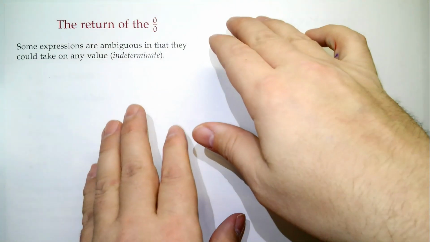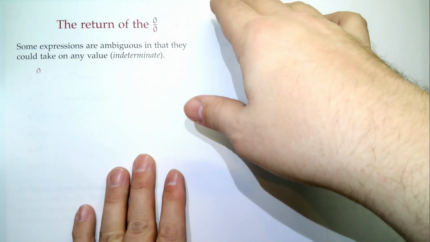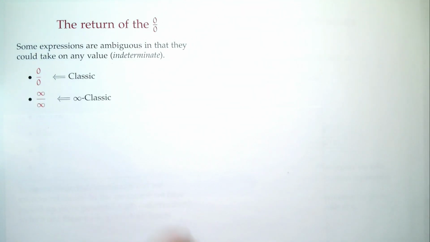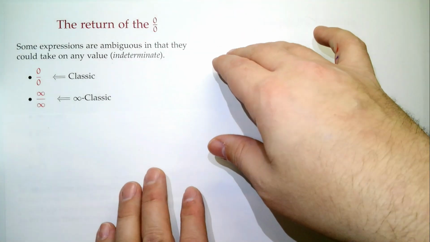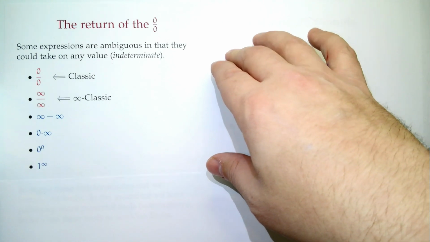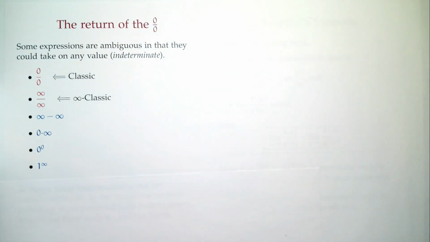Now, 0 over 0 is the classic form of being indeterminate, but we also have, of course, infinity over infinity. But it doesn't stop there. There's lots of things which are like this, expressions which we cannot figure out what they should be. Examples include infinity minus infinity, 0 times infinity, 0 to the 0, and 1 to the infinity.